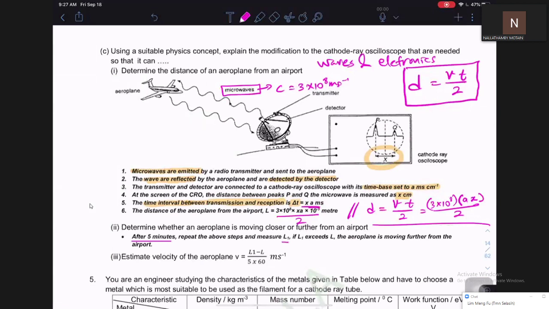Measure L1. L1 is what? The distance. If the L1 exists, it means when you find the distance, right? Distance, yeah. When the distance is what? Further means the object is far away. It means moving away. Okay. So very simple. After 5 minutes, you repeat. Okay. Send the microwave again. If the distance is getting further, it means the aeroplane is moving away. If the distance is getting shorter, that means the aeroplane is moving towards.